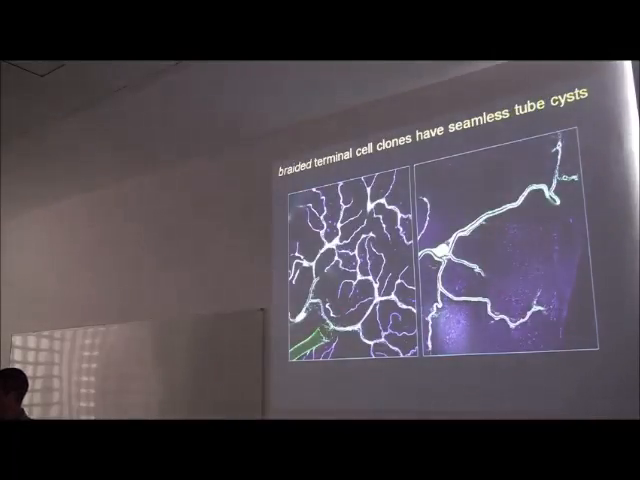So the first story I was going to tell you about is this braided mutant, which turned out to encode syntaxin 7. This is just a wild type control clone. You can see the terminal cell has dozens of branches, all of them filled with a seamless tube. The cytoplasm is marked in white and the seamless tube in magenta. In the braided mutants, you can see a big reduction in the number of branches, but also a change in the morphology of the seamless tubes. They have these little dilations all along.